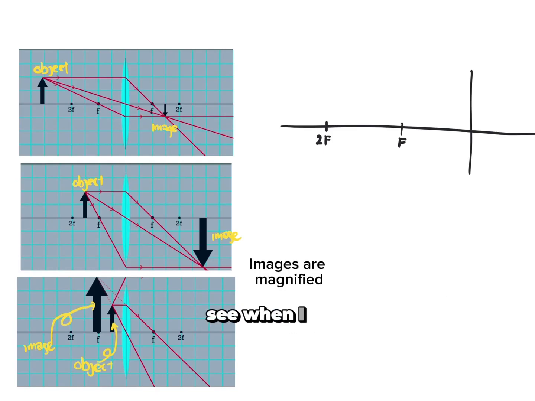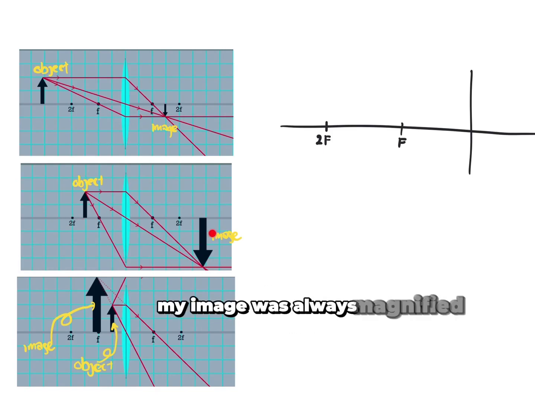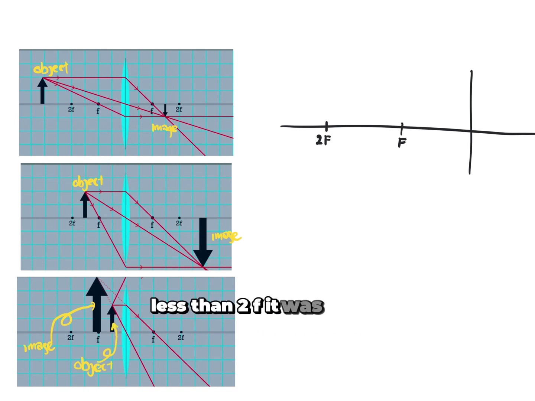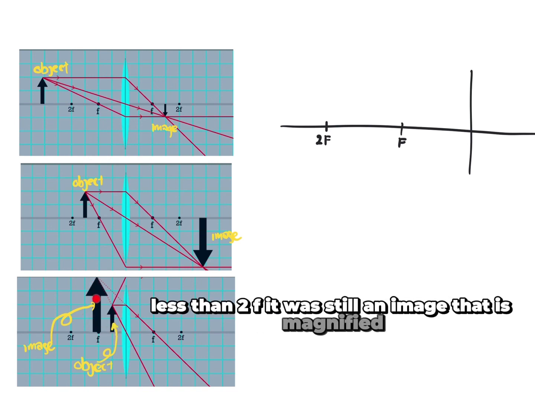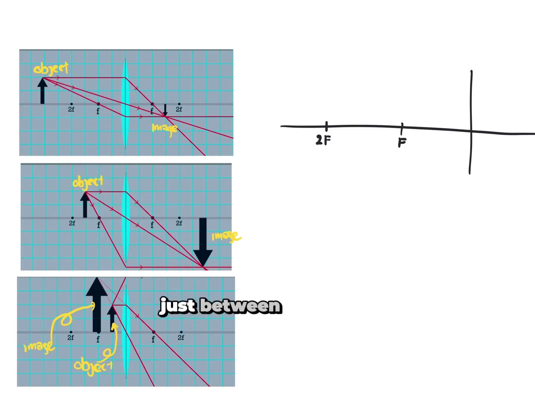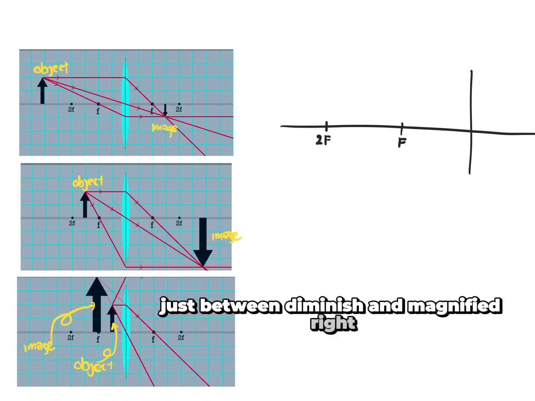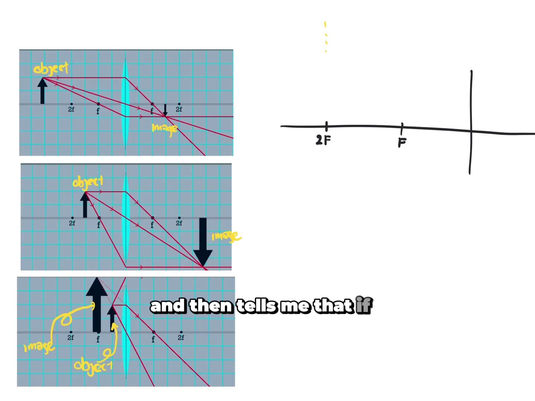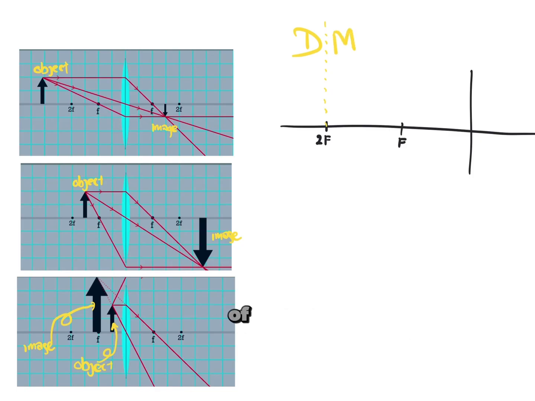See, when I was less than 2F, my image was always magnified. Even when I went to this point over here, less than 2F, it was still an image that is magnified. I'm not talking about the other things, just between diminished and magnified, right? And that tells me that if I look at this zone over here, everything to the left will be diminished, everything to the right of 2F will be magnified.